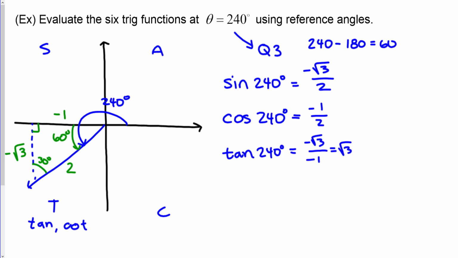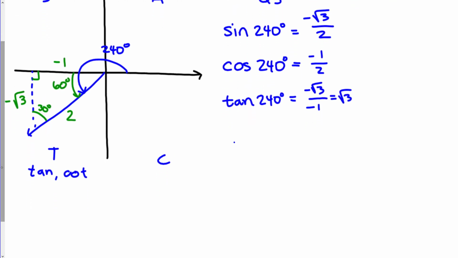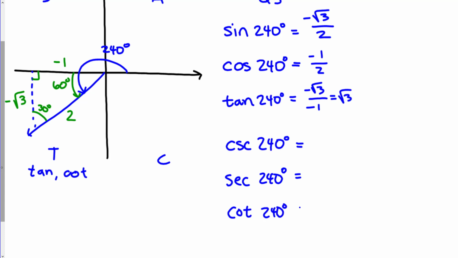The remaining trig functions are going to be cosecant, so cosecant 240, secant, and cotangent. Cosecant is the inverse of sine. If we flip the sine, 2 over square root of 3, we would need to multiply by square root of 3 over itself. And I'm going to move that negative up to make it a little bit nicer looking. So negative 2 root 3 over 3.